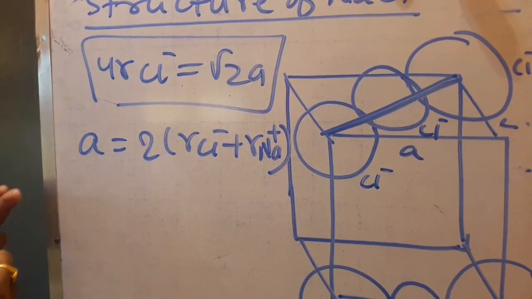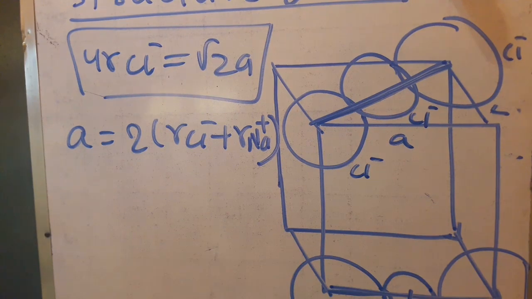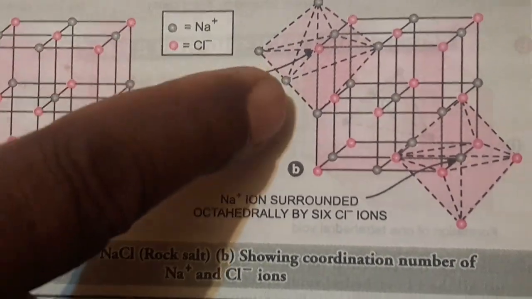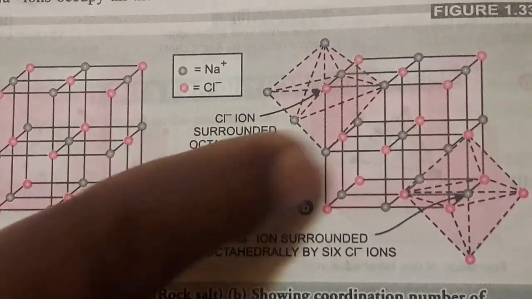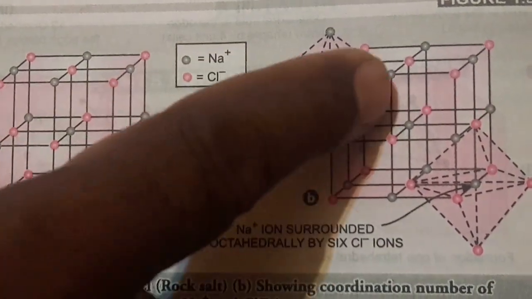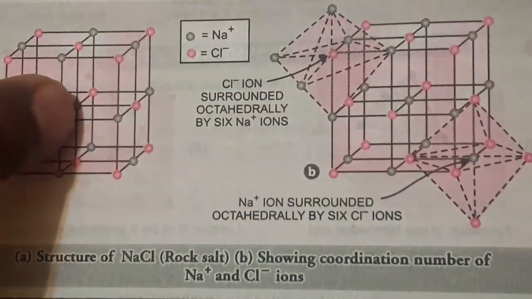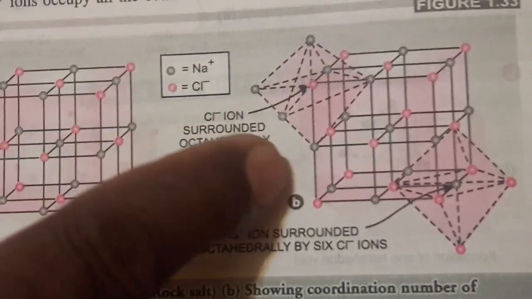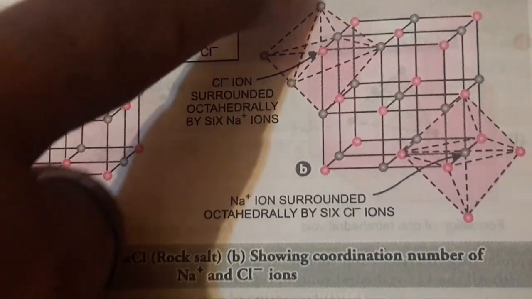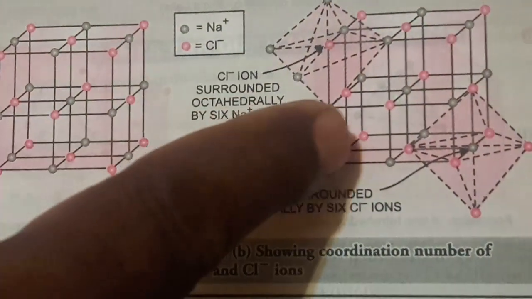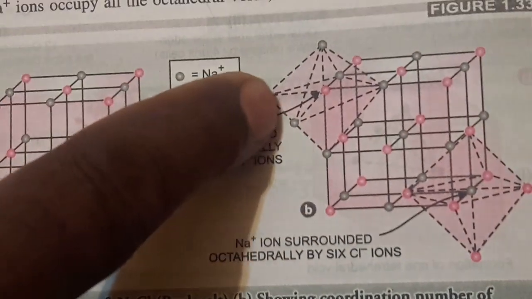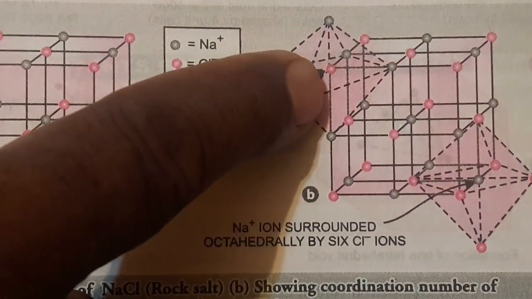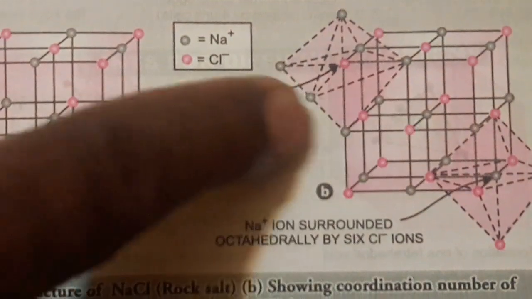Okay, now for better understanding, let us see the crystal structure of NaCl. The red particles are Cl minus ions, and the dark ones are the Na plus ions. You see, each Cl minus ion is surrounded by 6 Na plus ions: 1, 2, 3, 4, 5 and 6. The Na plus ions are present at the center of the edges and at the body center. So each Cl minus ion, the red one, is surrounded by 6 Na plus ions.